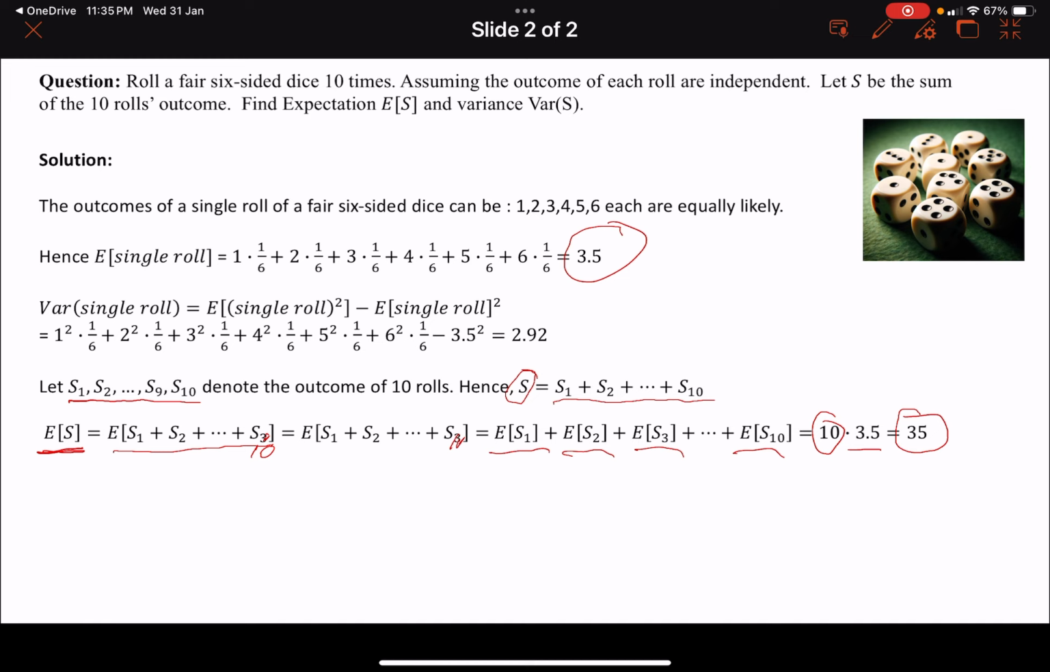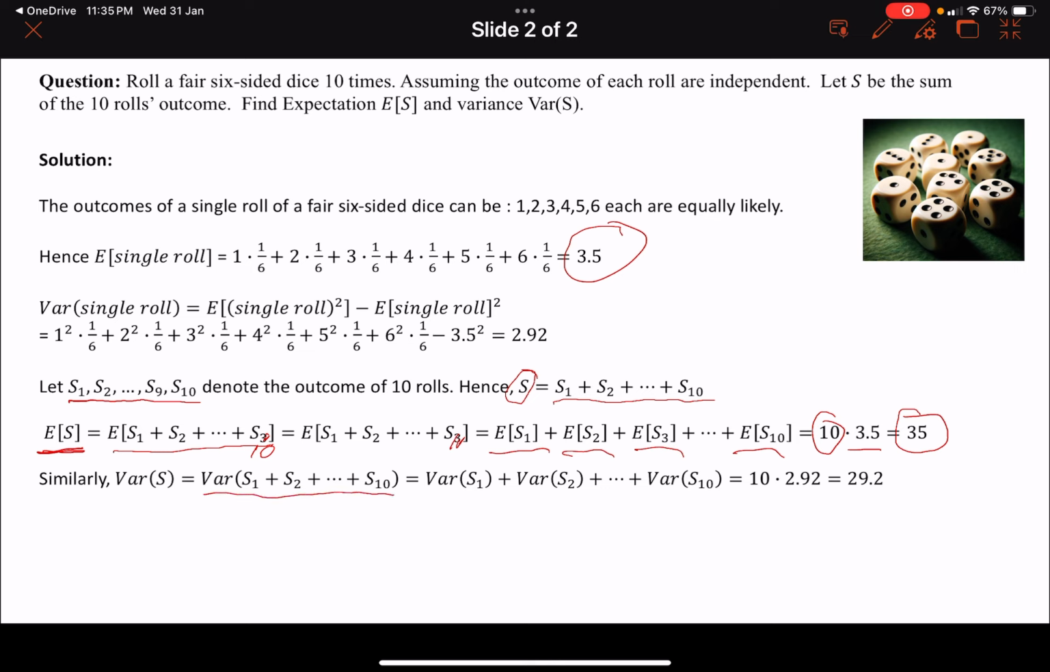And then similarly, we can calculate the variance. The variance of X is nothing but the variance of the sum of X1 to X10. Since the problem says the outcome of each roll is independent, we can apply the property that the variance of X plus Y is equal to the variance of X plus the variance of Y. We can only apply it if X and Y are independent. In this scenario, we know that X1, X2, until X10, all these 10 rolls are independent of each other. Hence, we can apply this formula.